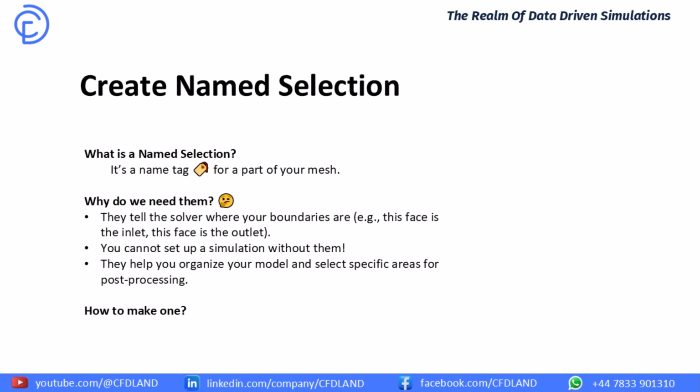Imagine we have our beautiful car mesh. For example, how does the solver know where the air comes in? How does it know which surface is the road? We have to tell it. Name selections are the name tags that you give the solver: this is the inlet, this is the outlet, this is the car wall. And this is the most important rule: you cannot set up a simulation without them. They also help us stay organized and make it easier to look at our results later. So the big question is how to make one.